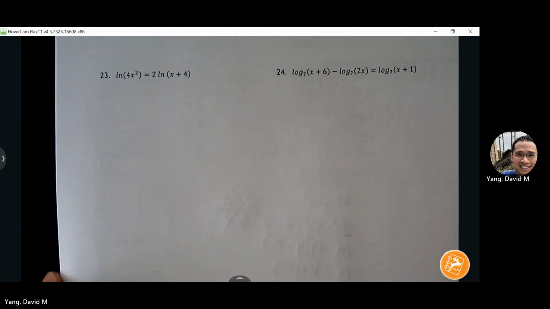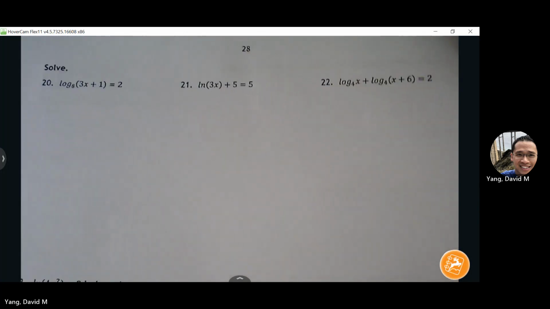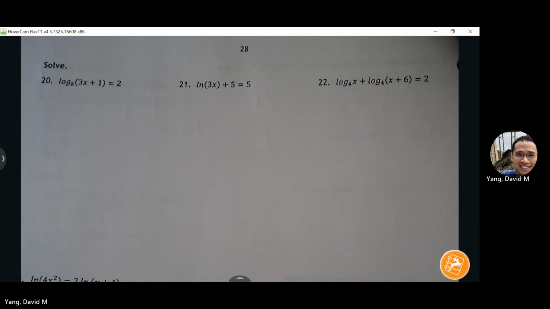Okay, continuing with the evens, page 28. So number 20, looks like I get the opportunity to solve for x. X is stuck in that log form. Here I can just jump directly into converting into exponential form, and reduce that x away from that log.